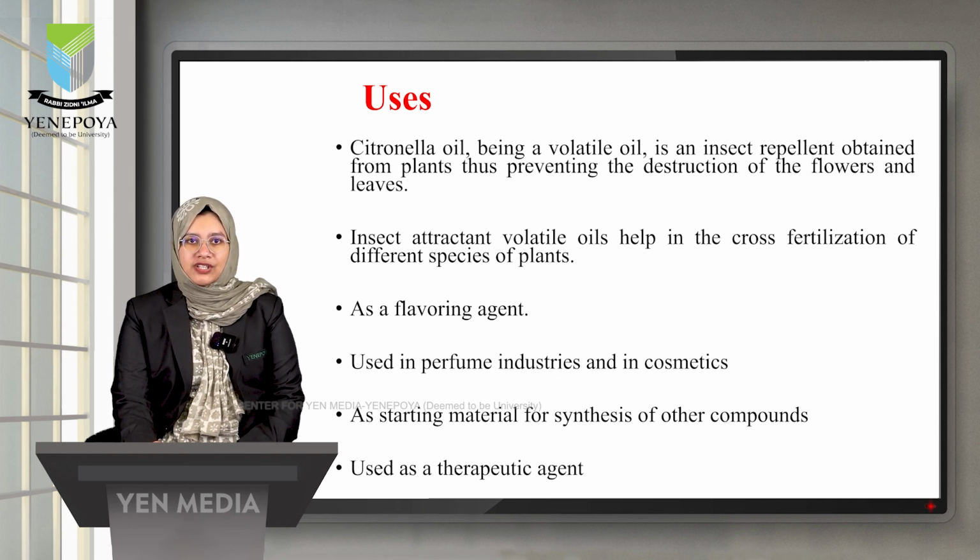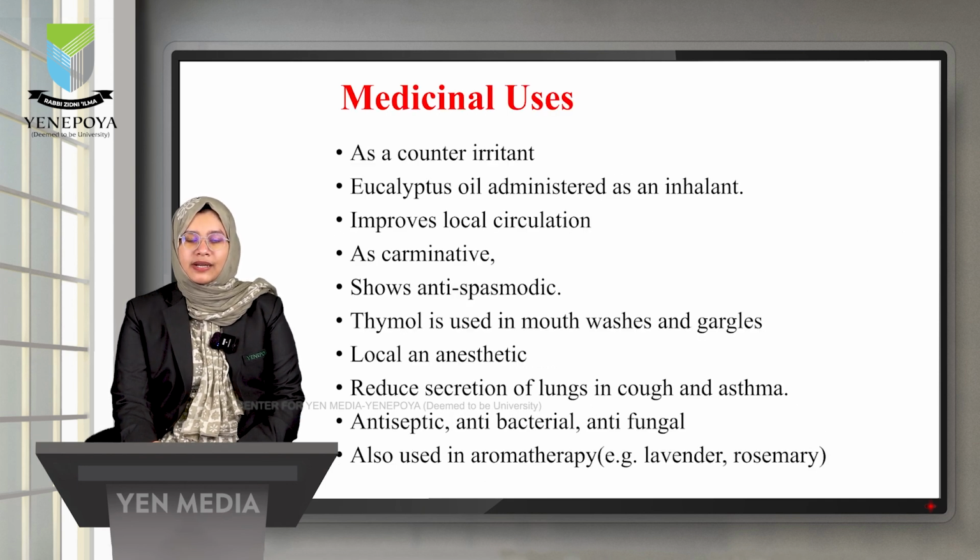It can also be used as a therapeutic agent. Coming to the medicinal uses, it can be used as a counter irritant, and as you all know, eucalyptus oil can be used as an inhalant in case of nasal congestion or allergy. Volatile oil also improves local circulation, can be used as a carminative, and has antispasmodic activity.